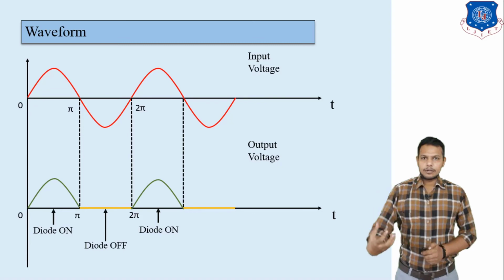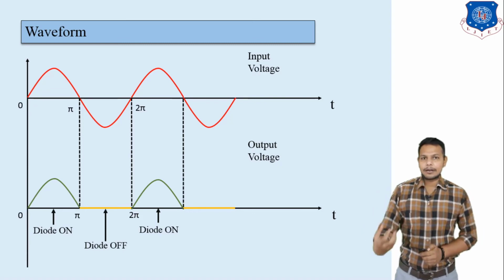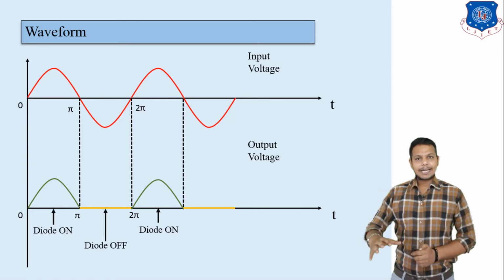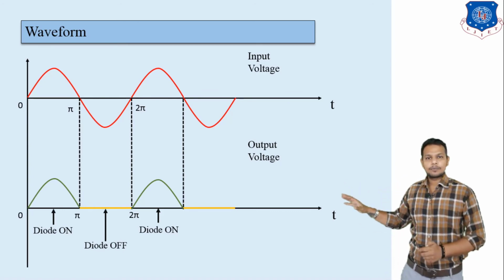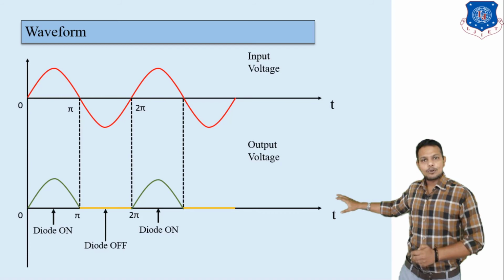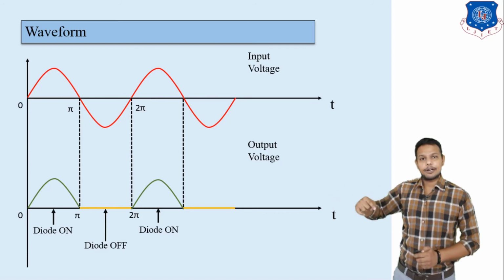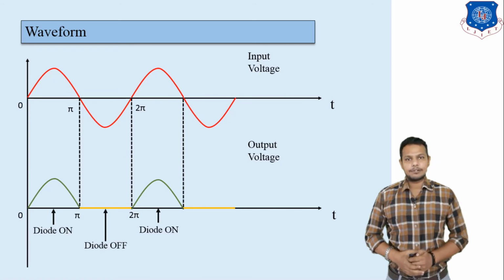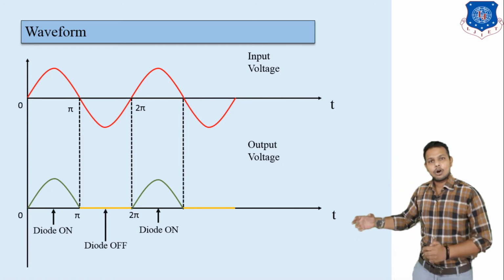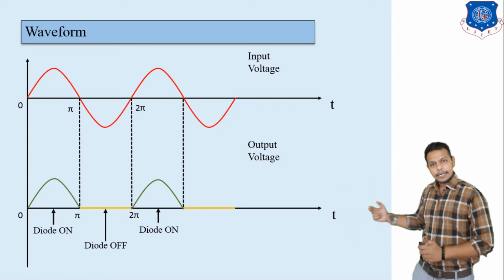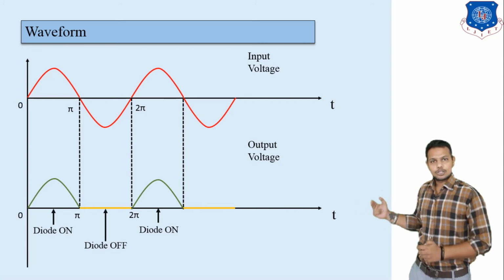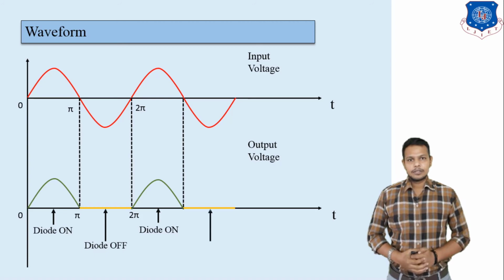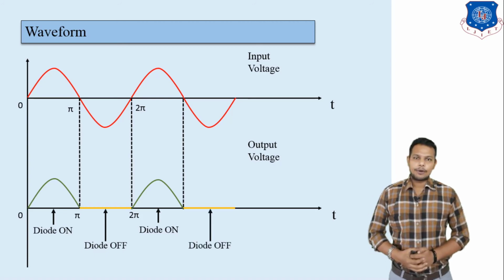Here one question may arise: why is it known as a half wave rectifier? We can conclude from this waveform that from the output side we will get only half the wave. That's why it is known as a half wave rectifier, because we get only the positive side in this waveform. So that's why it is known as a half wave rectifier circuit. So here the diode is off.